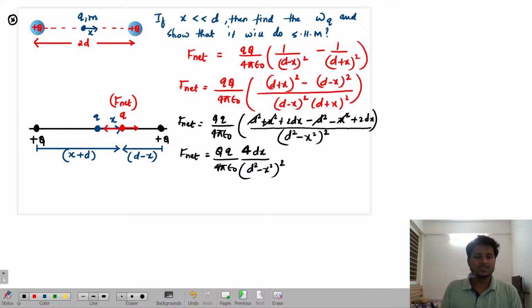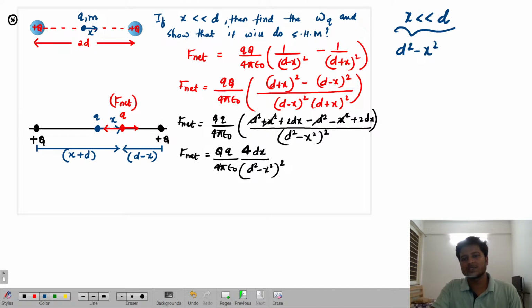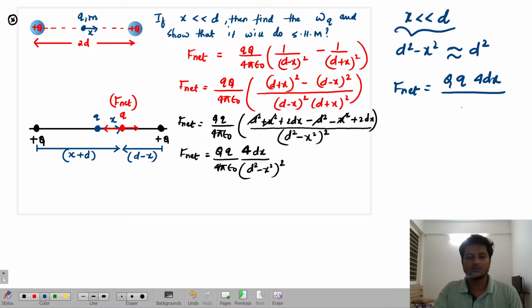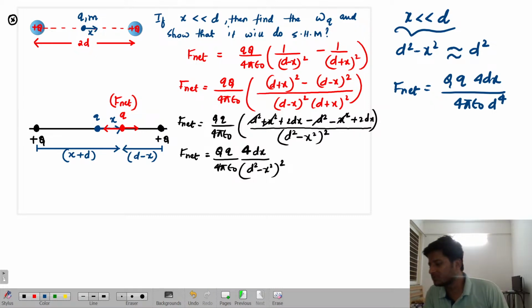Okay, the question itself says that x is a very small value. X is much less than d. So that means d square minus x can be written as just d square. So F net becomes capital Q, small q, 4 dx. How come you can ignore x in the numerator? You can't. So 4 pi epsilon naught d to the power of 4. This is your equation of F net over here for the small oscillation.